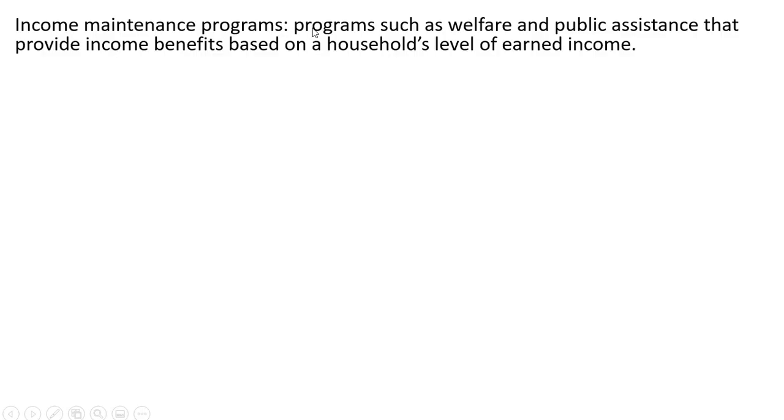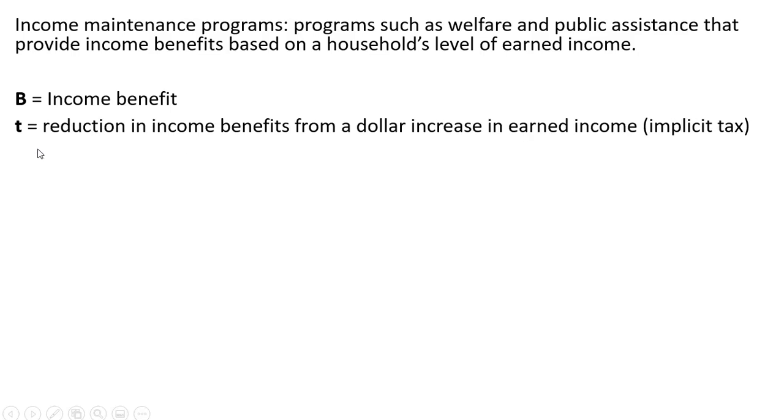Income maintenance programs are programs such as welfare and public assistance that provide income benefits based on a household's level of earned income. Let's define a few things. We'll let B represent the income benefit received from an income maintenance program. Little t here will be the reduction in income benefits from a dollar increase in earned income. So this is an implicit tax.